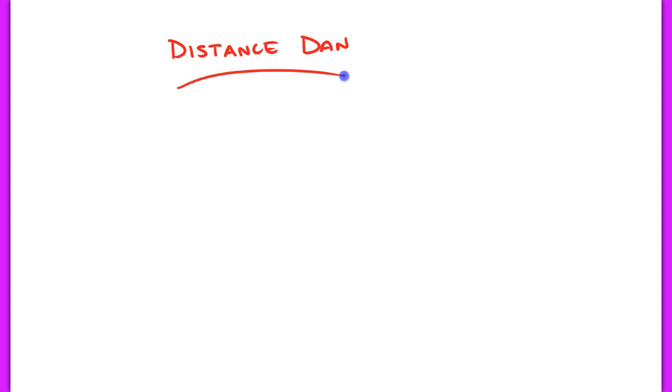Okay, I'd like you to meet Distance Dan. This is a little mnemonic that I came up with a couple years ago to help my students remember the distance formula in geometry, and they actually said this really helped, so it's really stupid, but hopefully it might help a couple of you guys, so I will show it to you.